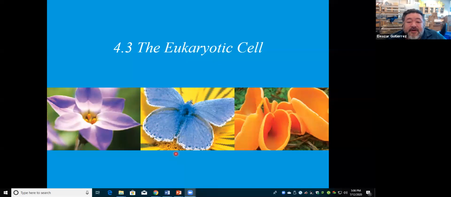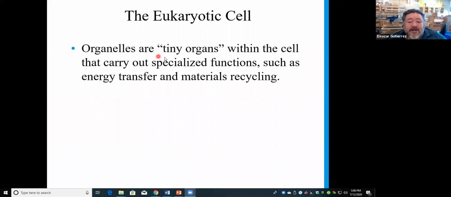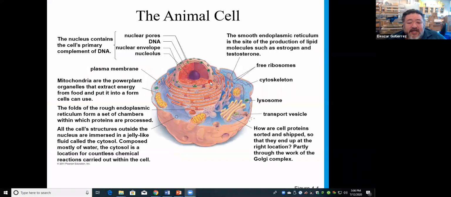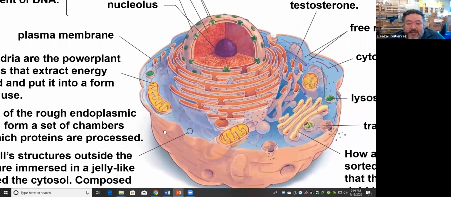Let's go to the eukaryotic cell because this is what we care about. There are 5 principal components of the eukaryotic cell: the nucleus, other organelles, the cytosol, the cytoskeleton, and the plasma membrane. Organelles are tiny organs within the cell that carry out specialized functions, such as energy transfer and material recycling. So here we are. What's an organelle? Well, here, let's make this big. There we go.